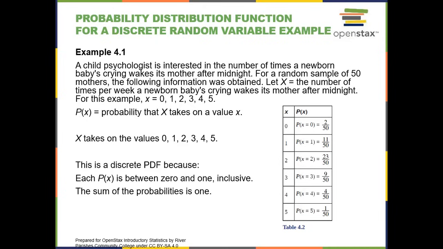Why? Because all the probabilities are between 0 and 1 inclusive, and the sum of the probabilities is equal to 1. Also notice individual probabilities are not negative, so a probability cannot be less than 0, and it cannot be greater than 1.